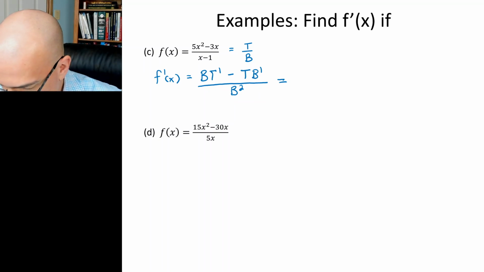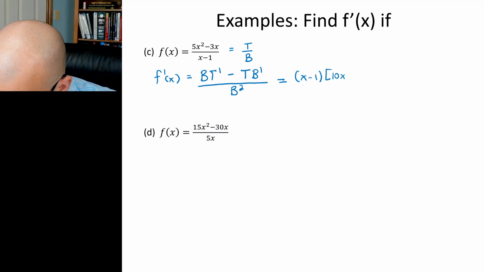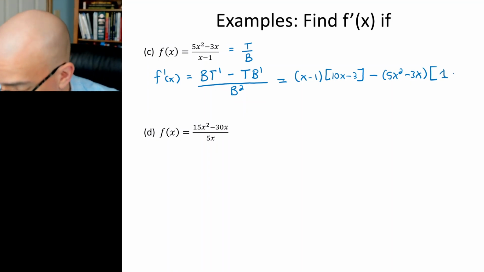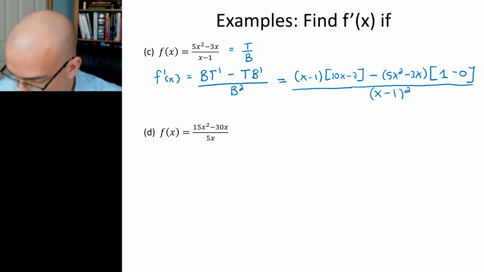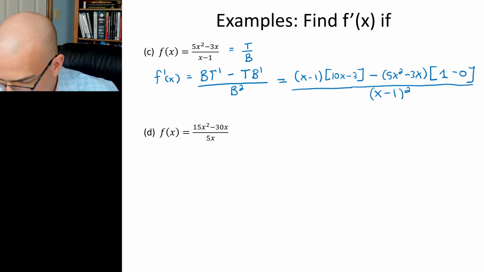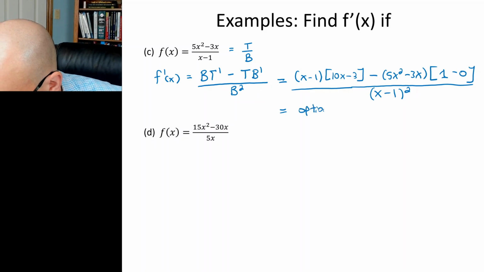And now our bottom function is x minus 1. Times the derivative of the top, which is 10x minus 3, minus the top function, 5x squared minus 3x, times the derivative of the bottom. The derivative of x is 1, since the derivative of 1 times x is 1, and the derivative of -1 is 0. All divided by the bottom squared. And then that might be it. And then it's optional to simplify.